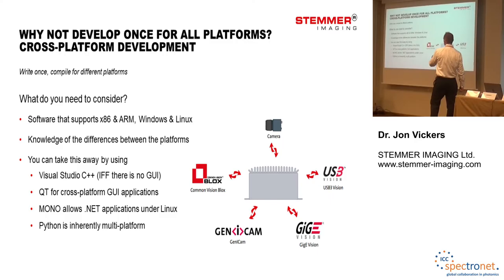You could develop using Visual Studio, use C++, if you have no GUI. That makes it really easy. The problem is that most end users, if you give them a vision system, they'd quite like to see an image. So we have to think about the user as well as the processing. So we get onto GUI applications as well. Qt is a framework which lets you do cross-platform GUIs. It's not too difficult to use. The Mono project also lets you use .NET on Linux. So this lowers the bar even further. And finally, Python is inherently multi-platform. So you can think about how you're developing in order to get to cross-platform compatibility.